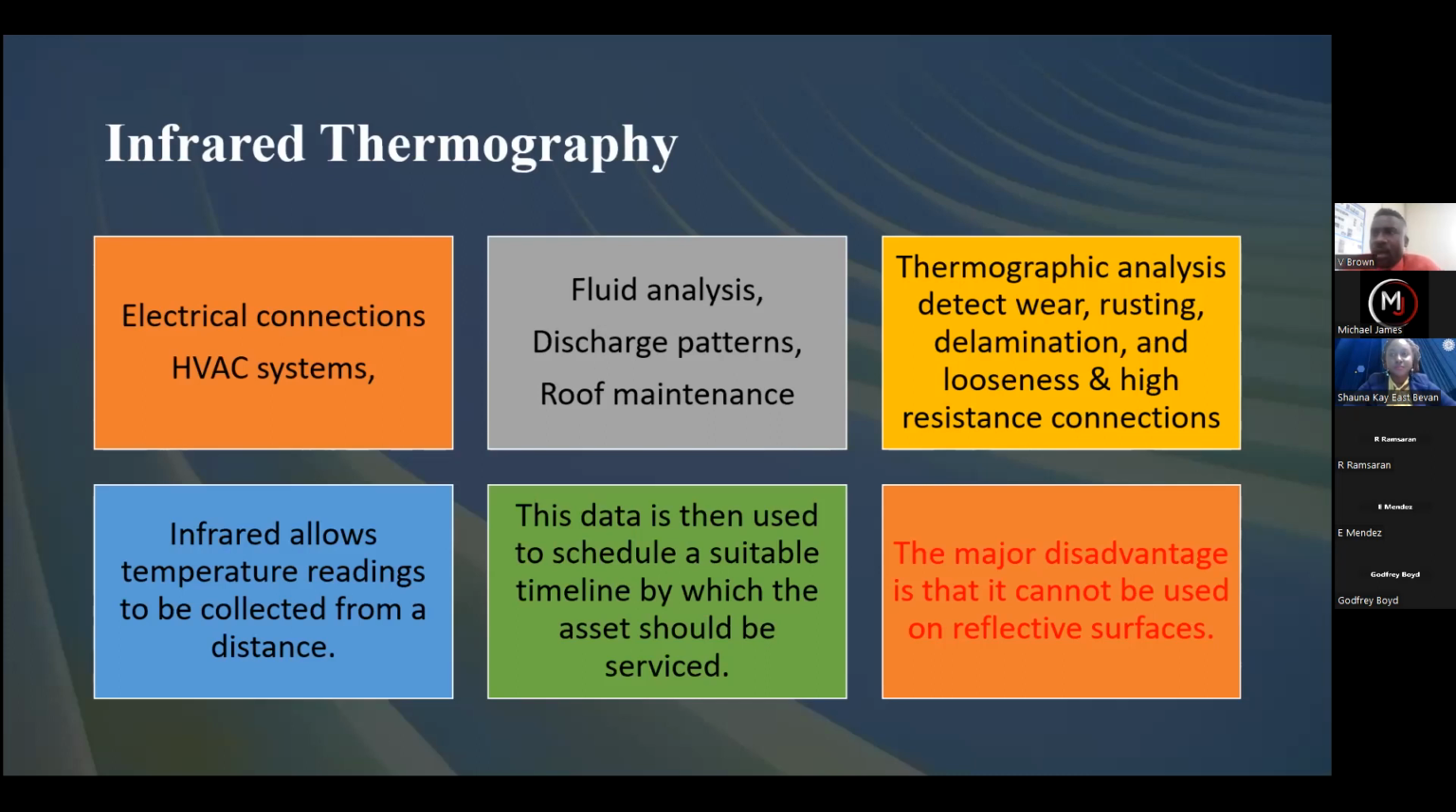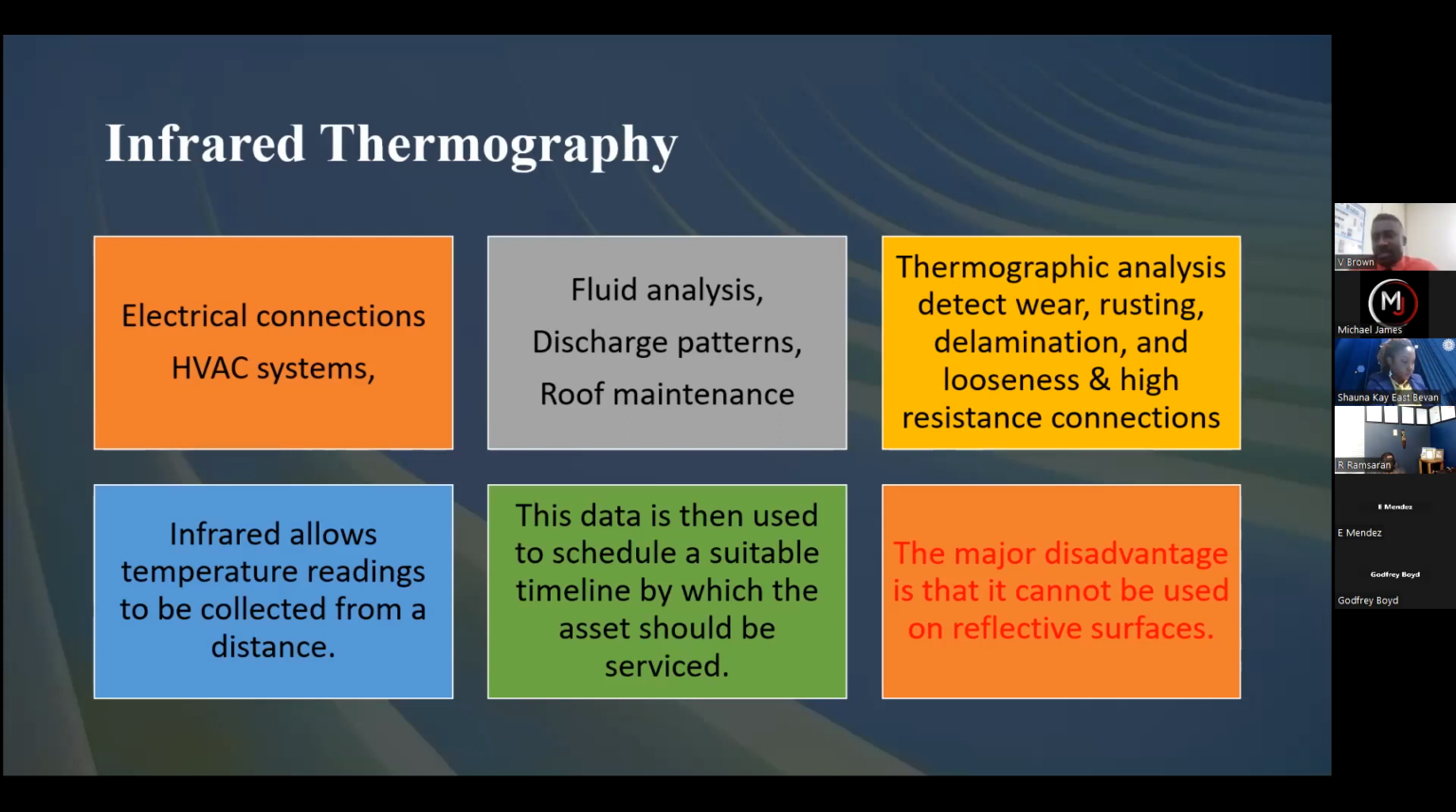It's wide. It also allows temperature readings to be collected from a distance without touching or going anywhere near the equipment, because in the electrical field, you don't want to touch to find the condition. We also have cameras that can read temperatures from up to 50 meters away. The data is then used to schedule a timeline by which you should design or prescribe servicing.